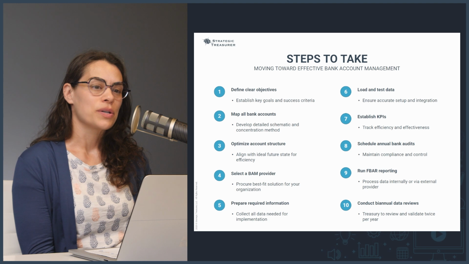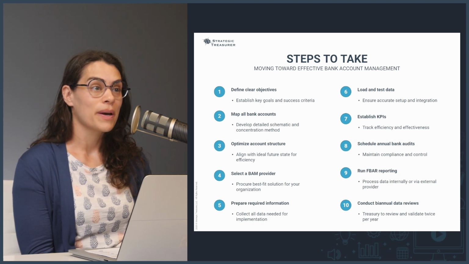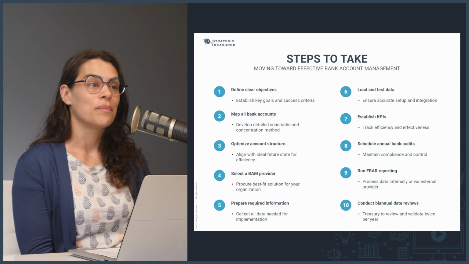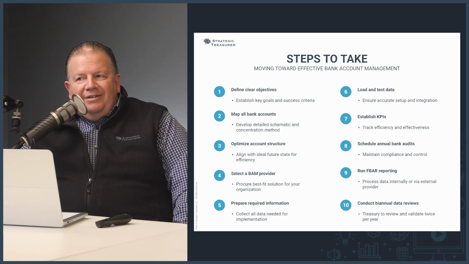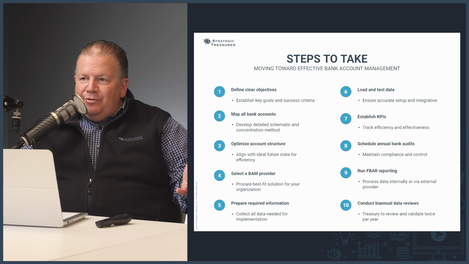Yep. Having that information prepared before you implement whatever your system or process of choice is. So once you're organized and everything's mapped out, getting that data needed to implement your path forward. I'm going to jump to 10. This is right to the end. You can pick any of the other ones, right, if you want to do more.